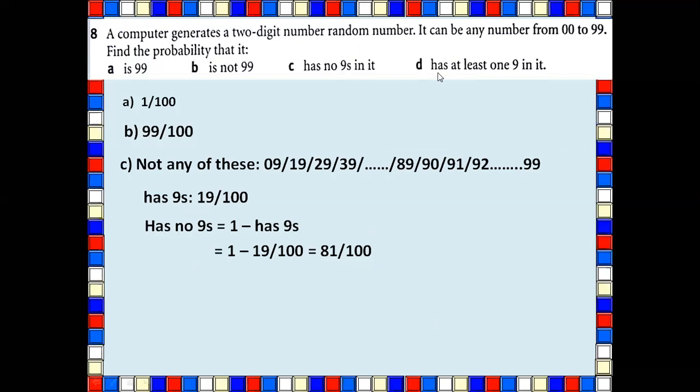19. What, Yasmin? I can't hear you. 19 out of 100. You're talking about part D? Yes. Part D, the numbers that have at least one 9, we already did it in part C. By the way, they should have put question D before C. The numbers that have at least one 9, we found them. There they are. 19 out of 100 numbers. Excellent, Yasmin.